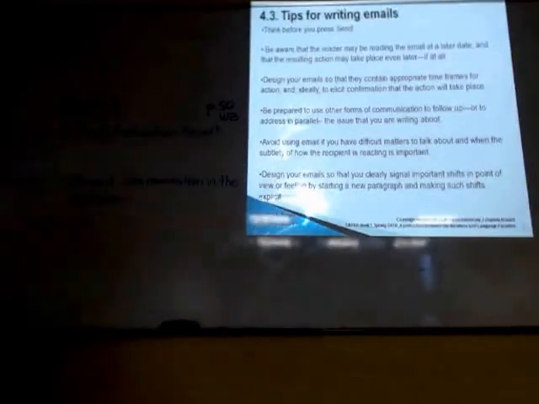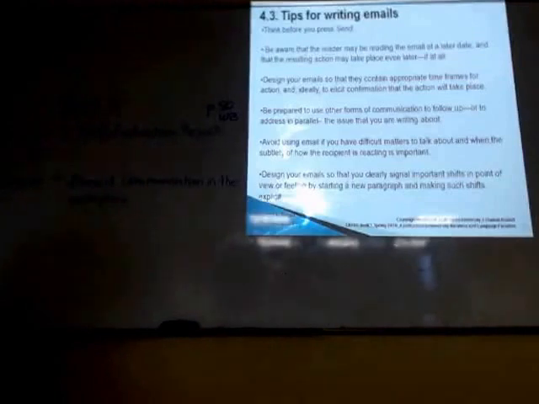Be prepared to use other forms of communication to follow up or to address in parallel the issue that you're writing about. Maybe I sent an email Monday about the same report that is due on Thursday. Maybe on Tuesday or Wednesday I call the people I sent the email to just to make sure that everything's still on track. You cannot consider once you send an email it's sacred. There are other ways that you need to address the same issue.